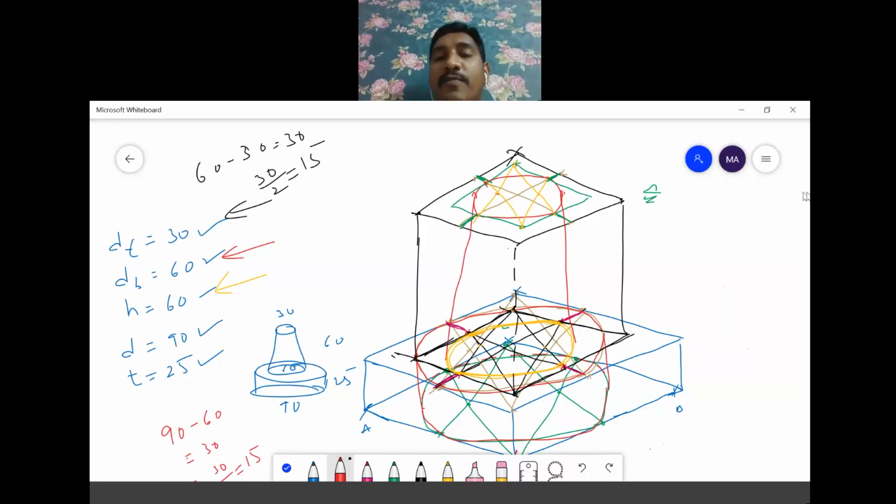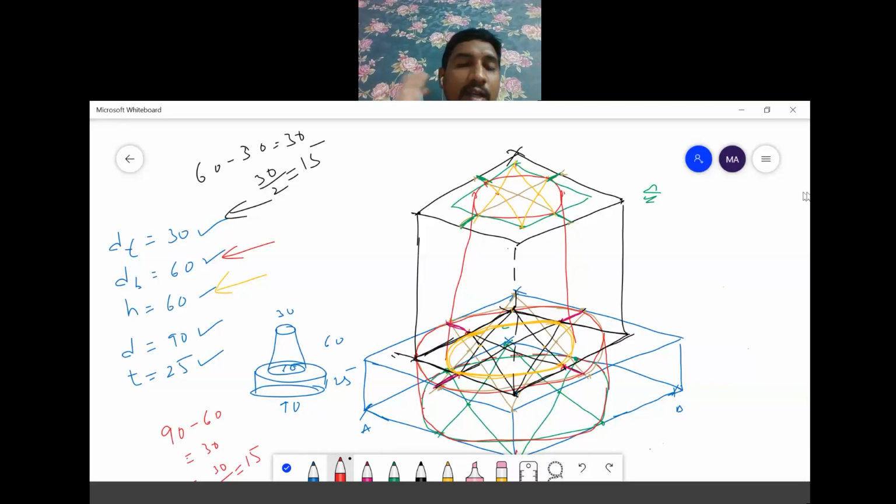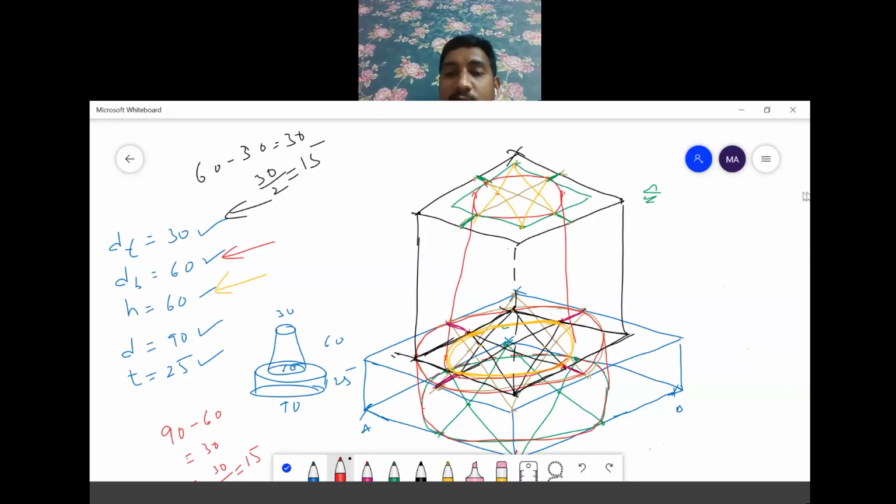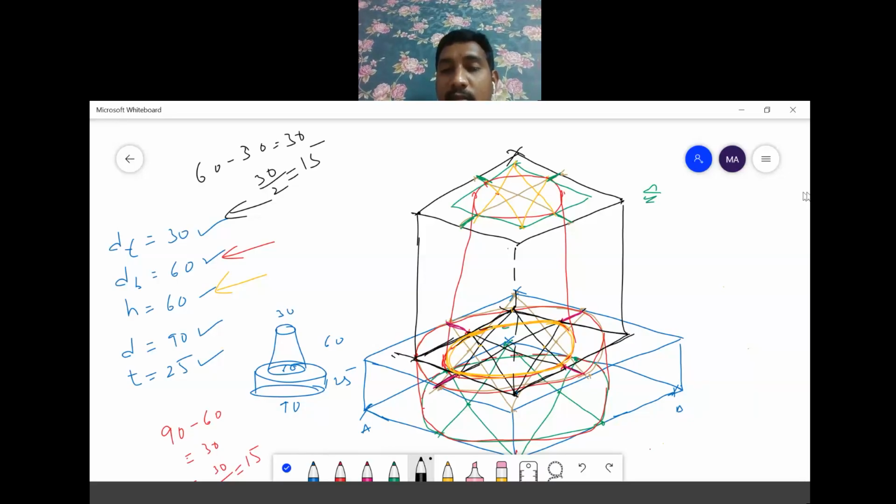Okay, it will form a frustum of a cone which is resting on the cylinder of a 90 mm diameter. Here, this red color thing which you have drawn, those should be dark. This one will be the dotted one, and this should be the dark.